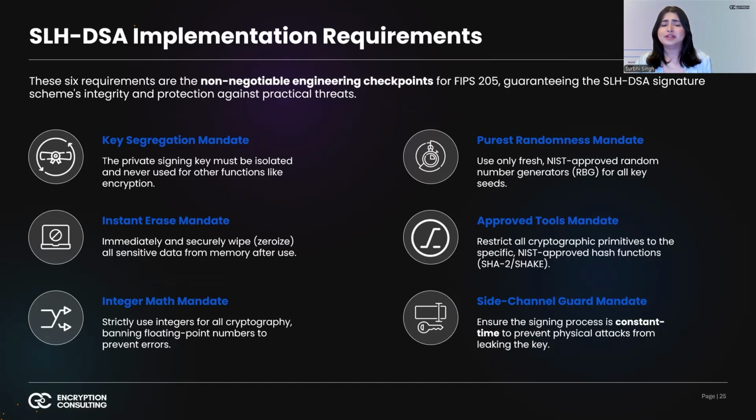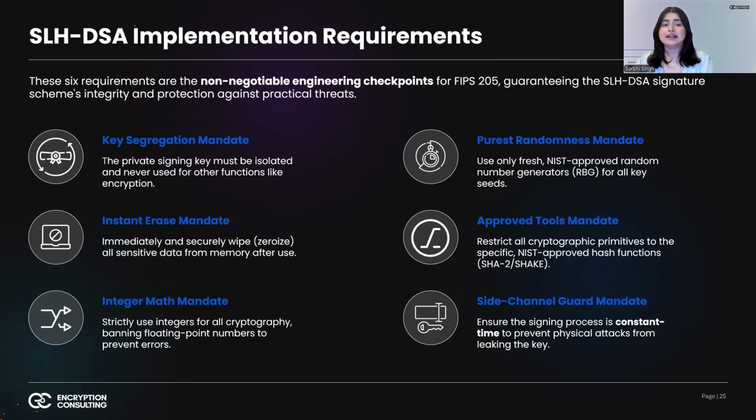SLH-DSA is an incredible piece of engineering. It's our defense against quantum computers trying to break our digital signatures. But even the best algorithms can be defeated by a tiny flaw in the code. So, for the engineers building the system, they must follow these 6 critical implementation requirements. Think of these as the 6 essential rules for creating a truly secure cryptographic module.